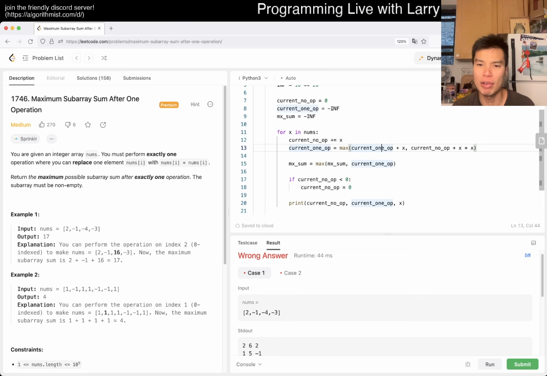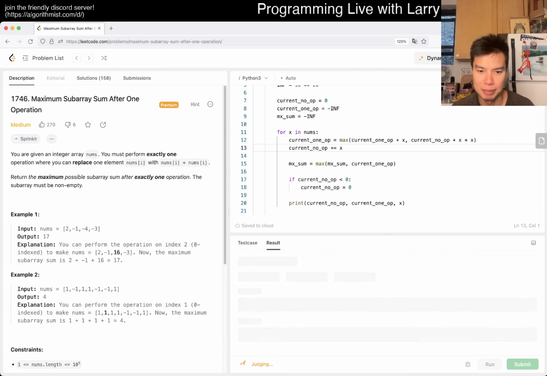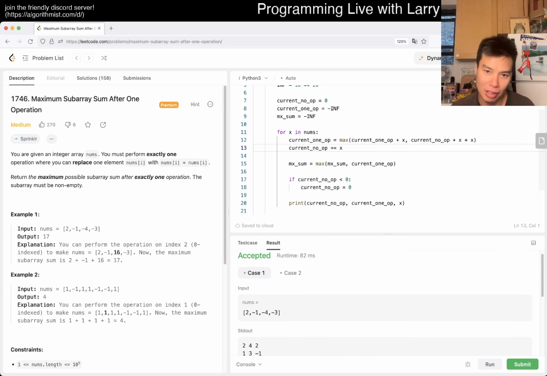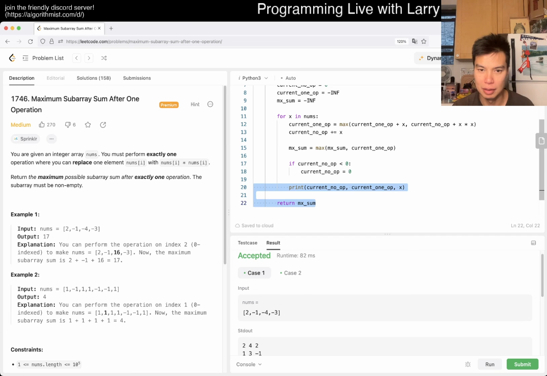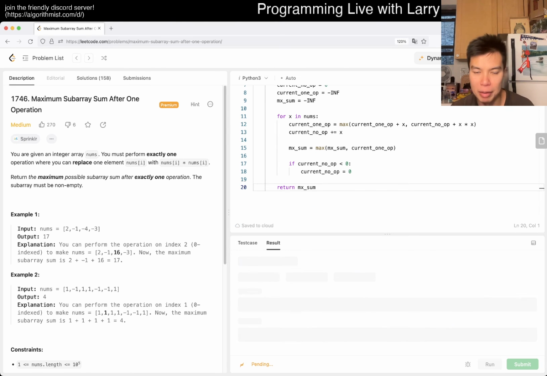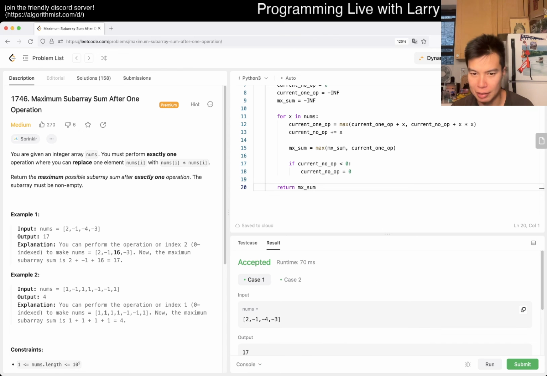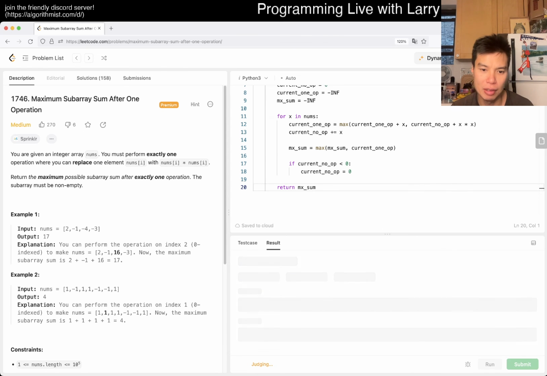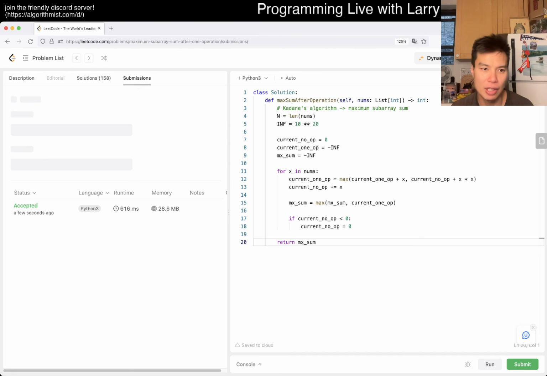Oh, this is a little bit awkward. I see why: this double counts, because we update the current no ops, so that's just a little bit sloppy actually. Okay, so I guess that was it. Whoops. But alright, so this looks good. Let's give it a submit. Hopefully we didn't miss an edge case, and there you go.